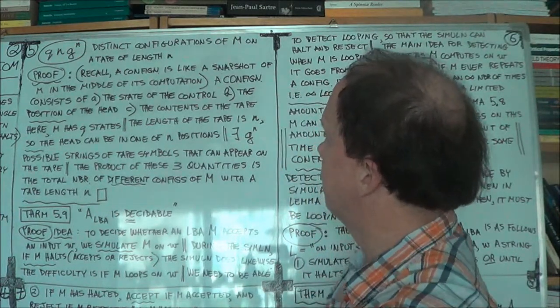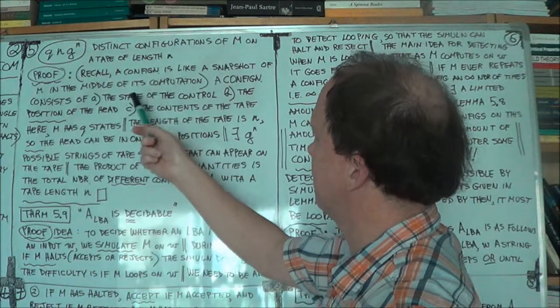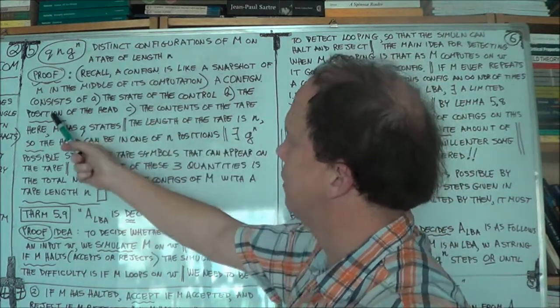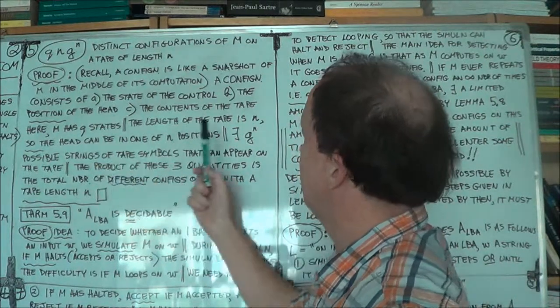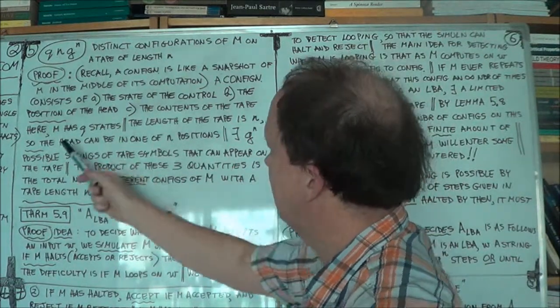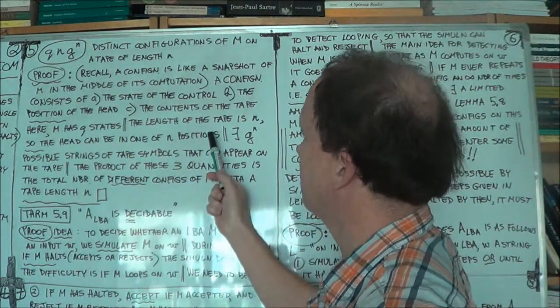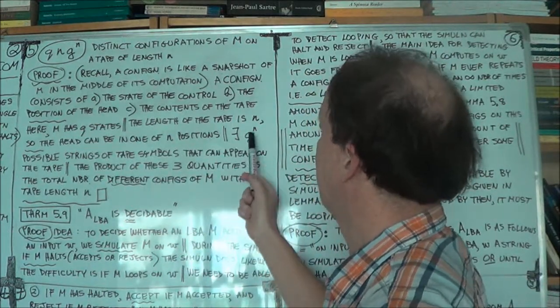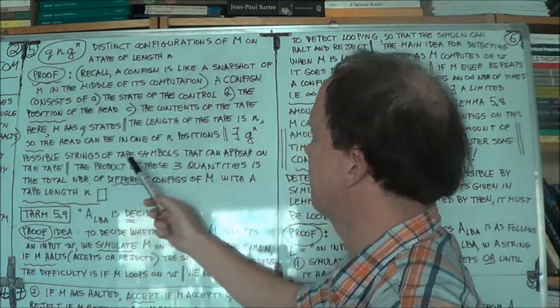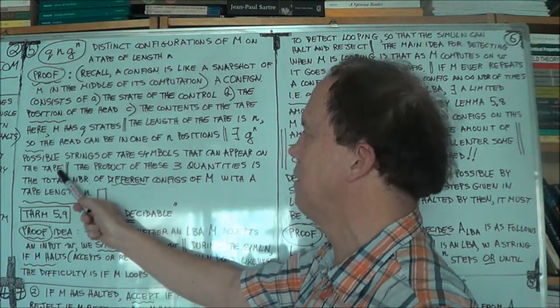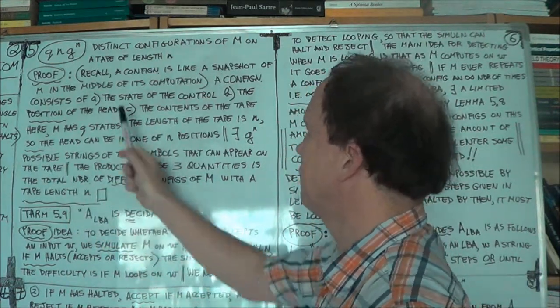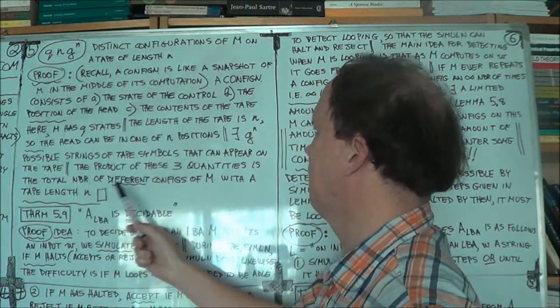Okay, and the configuration, those three things I mentioned, the state of the machine, position of the head, and the contents of the tape. Q states, length of the tape is n, okay, so the head can be in one of n positions, and you've done all that. There are g to the n possible strings of symbols that can be on the tape. The tape is of length n squares. The product of all these three is that by that by that, okay?